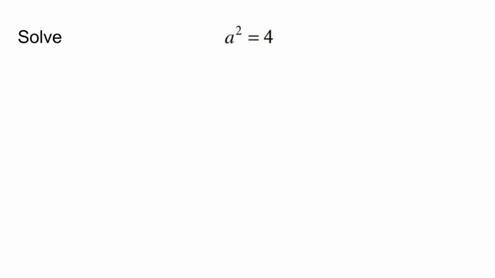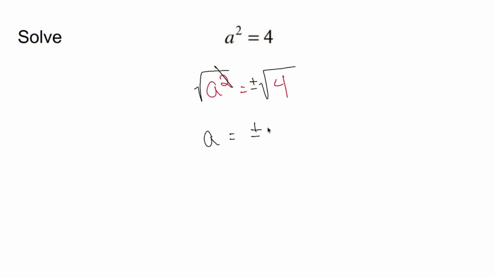Solve a squared equals 4. Let me write this out and give myself a little bit of space. Now, a squared means a is not all by itself. So in order to solve a problem where the variable is squared, you square root both sides. Now this is what you have to remember. When you square root both sides to solve for a variable, you have to attach a plus or minus to the other side. So a is just not going to be 2.